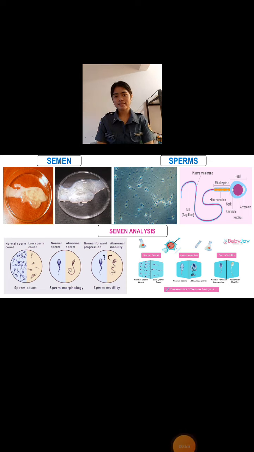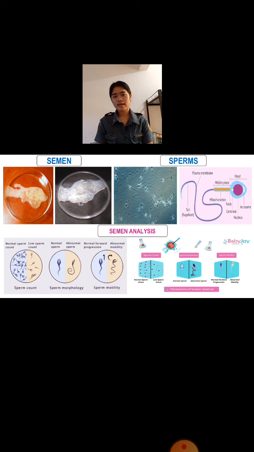Now I will discuss the semen, sperms, and semen analysis. Let's start with semen. It is the fluid released through the penis during orgasm. Semen is made up of a fluid and sperms. The fluids come from the prostate, seminal vesicle, and other sex glands.